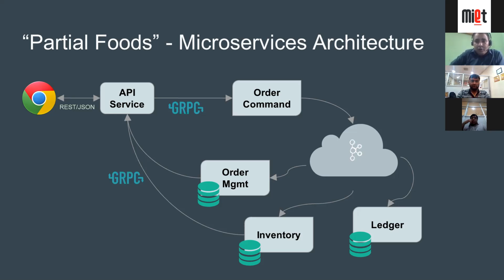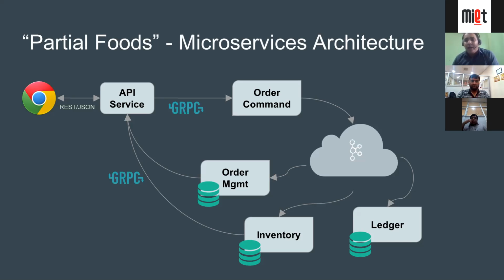gRPC, I told you already, is an RPC protocol to do server to server communication. So my API service will call the order service. The order service will place that order onto the cloud, and that cloud will make a call to the ledger service. The ledger service will enter the ledger amount entry into its local database.